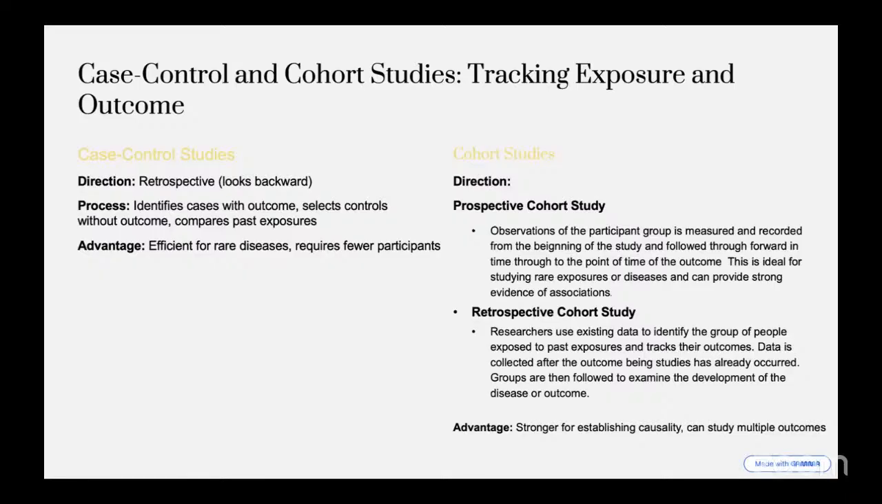A retrospective cohort study is where the researcher uses existing data to identify a group of people exposed to a past exposure and tracks their outcomes. Data is collected after the outcome being studied has already occurred. Groups are then followed to examine the development of disease outcome. The advantages: they're stronger for establishing causality and can study multiple outcomes.